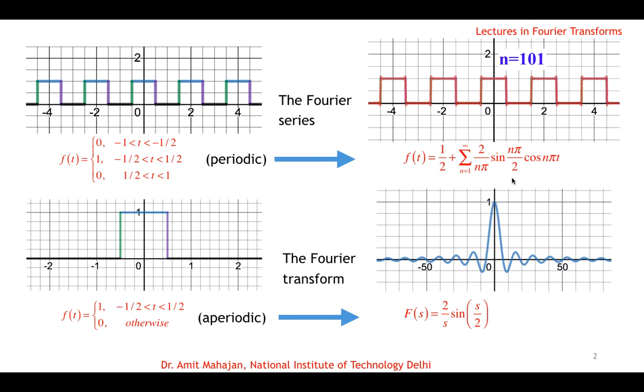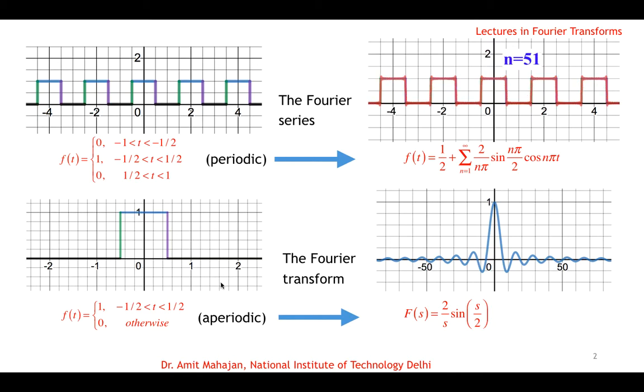Okay, so if you just look at the coefficients of cosine, which are the c_n's, here it is 2 by n pi sine of n pi by 2. Okay, so if you look at these c_n's and compare with this Fourier transform, then you can see there is some relation. Here it is 2 by s sine of s by 2, similar to this, c_n's are 2 by n pi sine of n pi by 2. Okay, so the coefficients c_n are related to this Fourier transform function. So this is one point of view.